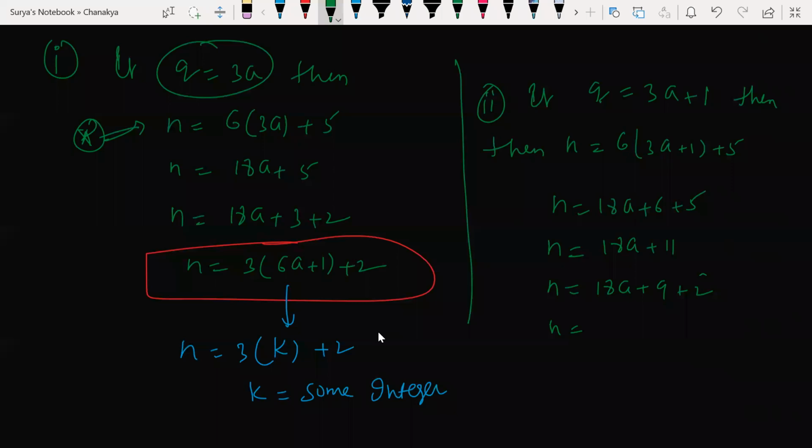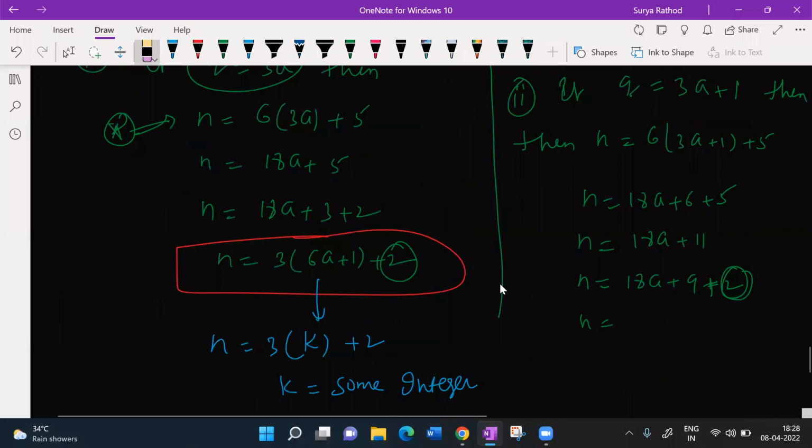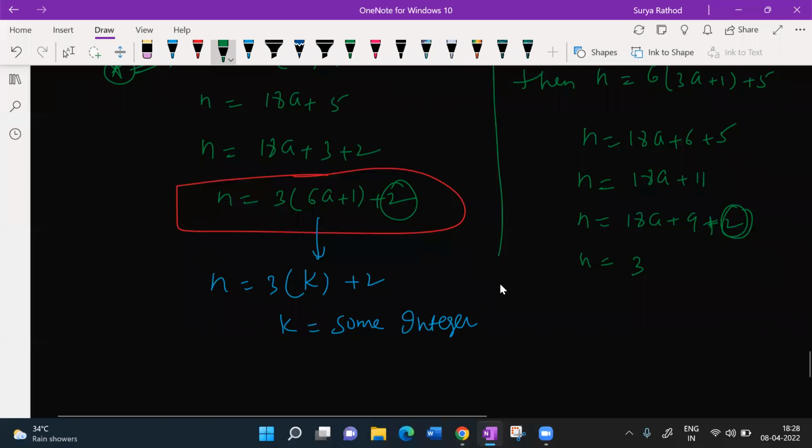11 can be written as 9 plus 2. We have to make sure that our remainder is 2. Why? Because our remainder is 2 here. Children, are you able to think here? Don't mug up, please, don't go blindly. 9 plus 2. So what can I take common now? 3 common. I have to prove in terms of 3q plus 2, so I have to take 3 common. 3 into 6a plus 3, plus 2. Look at this here now.